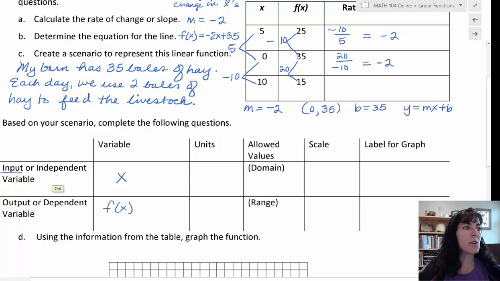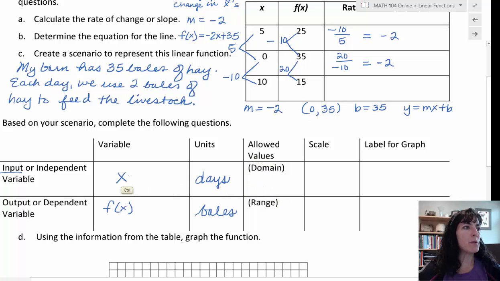The units for the input or independent variable, the x, in my scenario, that's going to be each day. So that's going to be days. So x is going to increase each day. One more day happens. Okay. And my output, what's happening, that's the number of bales of hay. So that's this column here. I start with 35 and then go down to 25 and then 15 and eventually 0.